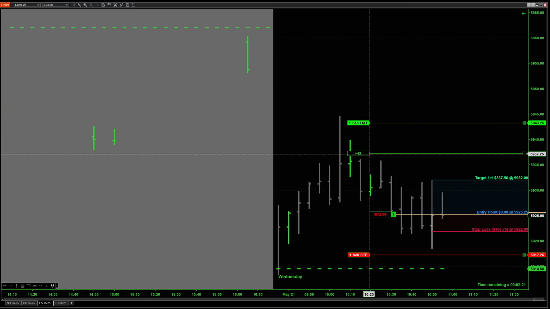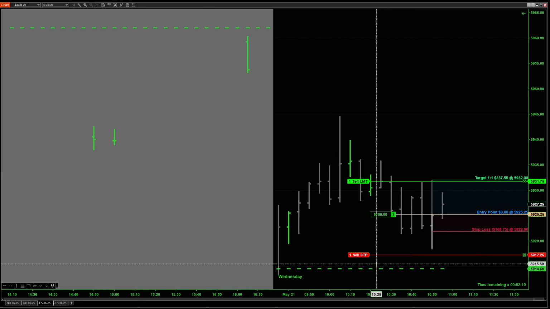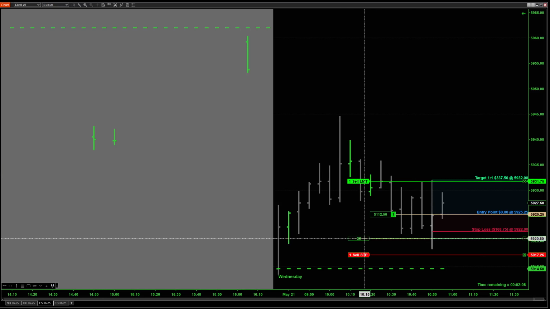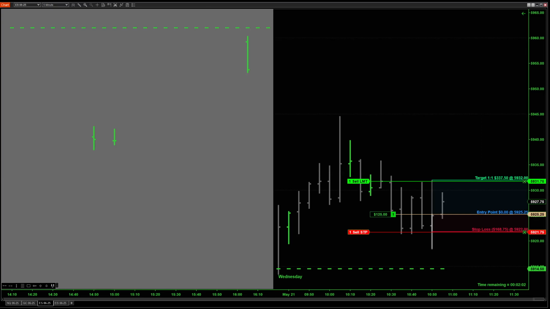Okay, just got filled on an order here. Profit target one tick below the measured move. Stop loss one tick below 50% retracement of the setup bar. And we'll see where we go from here.